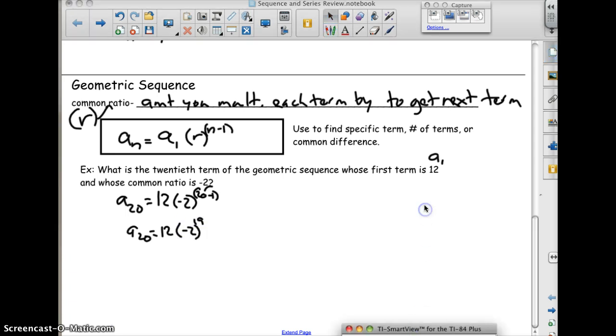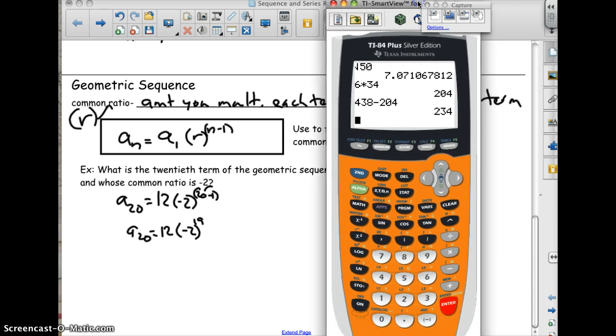Okay, so I have negative 2 to the 19th, and then multiply that by 12. When you're doing negative raised to a power, make sure you use parentheses there. If you're raising a negative number to an odd power, it's going to give you a negative. If you're raising it to an even power, it gives you a positive. So that can kind of be your own mental check. Did I do that right? And there we go. There's the 20th term.